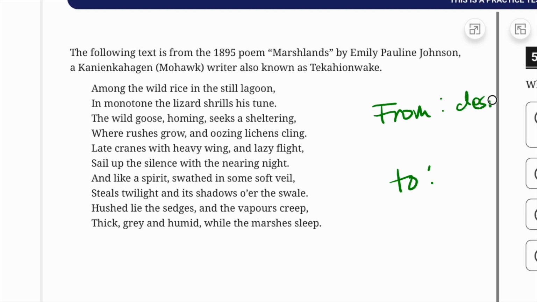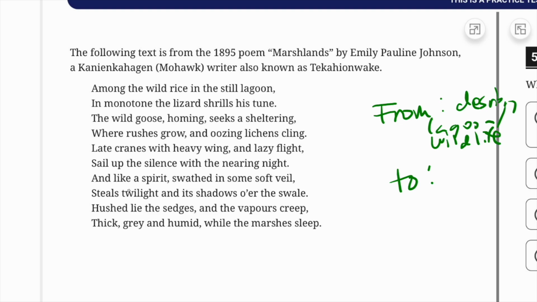So I'm just going to say it's describing the lagoon and the wildlife that inhabits it. I don't know if we're going to see a shift. Maybe we won't see a shift, from this to that. But so far it's been describing this wildlife. So, sail up the silence with nearing night, and like a spirit swathed in some soft veil. Swathed would be like covered.